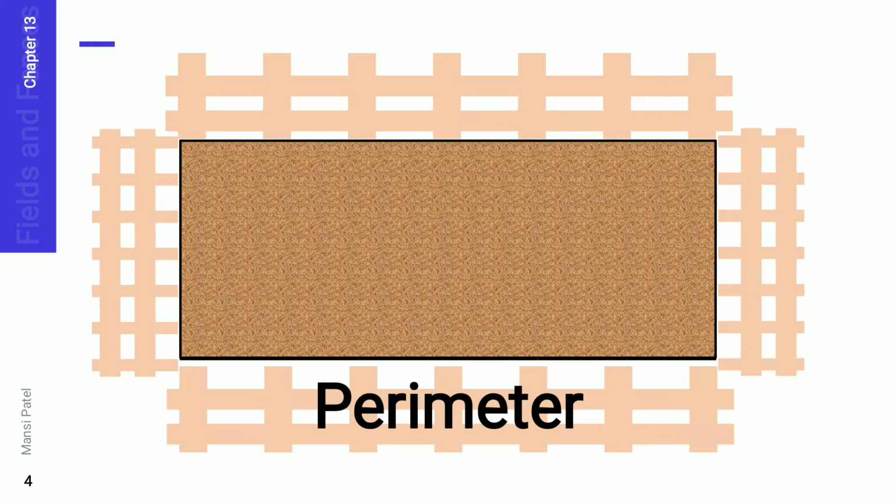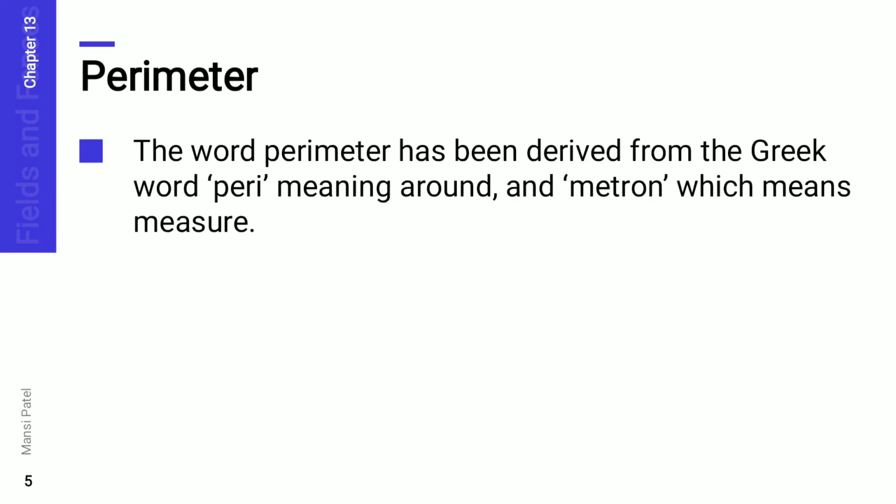Let us discuss the perimeter. What is the perimeter? The word perimeter has been derived from the Greek word. Which Greek word? That is peri. Peri means around and metron means measure. In the perimeter, what are we doing? In the perimeter, we are just measuring the around things, outside things.